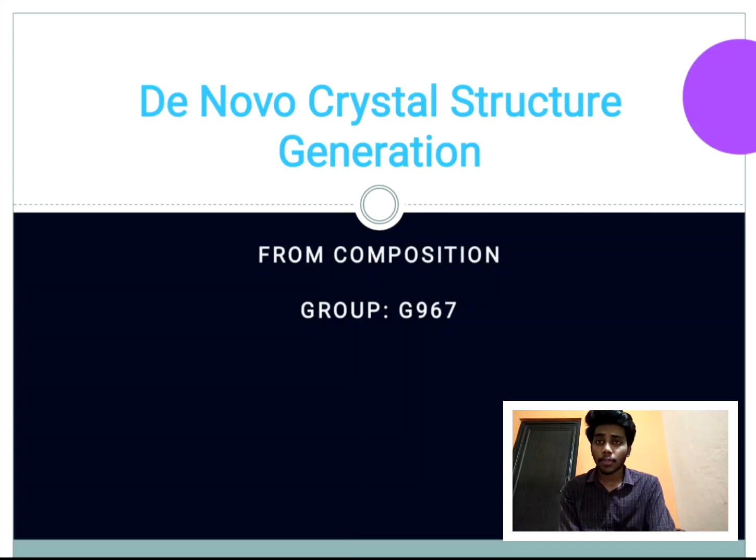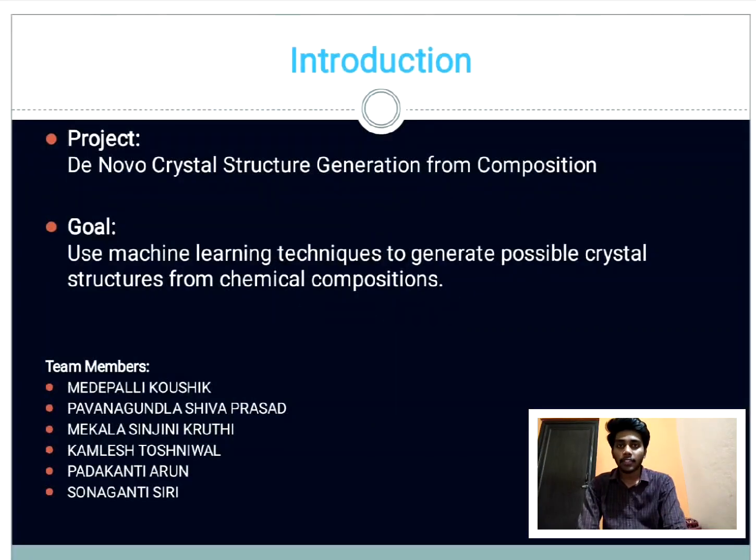Composition. This project focuses on using machine learning techniques to generate possible crystal structures from given chemical compositions. Our project belongs to group G967 and it is based on studying and implementing a research model called CDVAE, which helps in generating crystal structures using artificial intelligence. Let me start with the introduction.